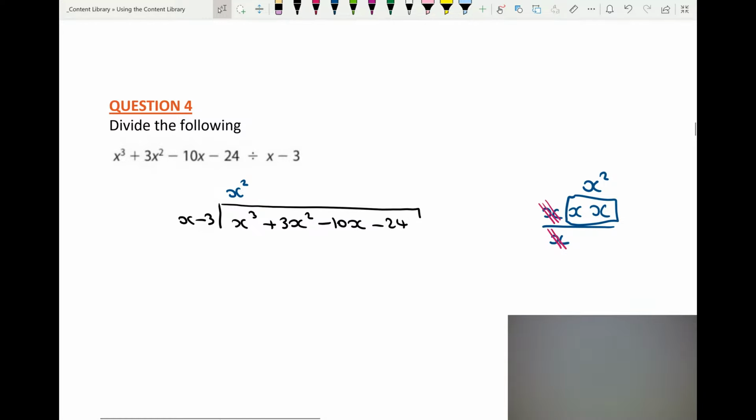So our next step now is we are going to multiply that x squared back down by the 2 numbers here that you have divided into. So multiplying x squared by x will give you x cubed. And then multiplying the x squared by the minus 3 will give you minus 3x squared.